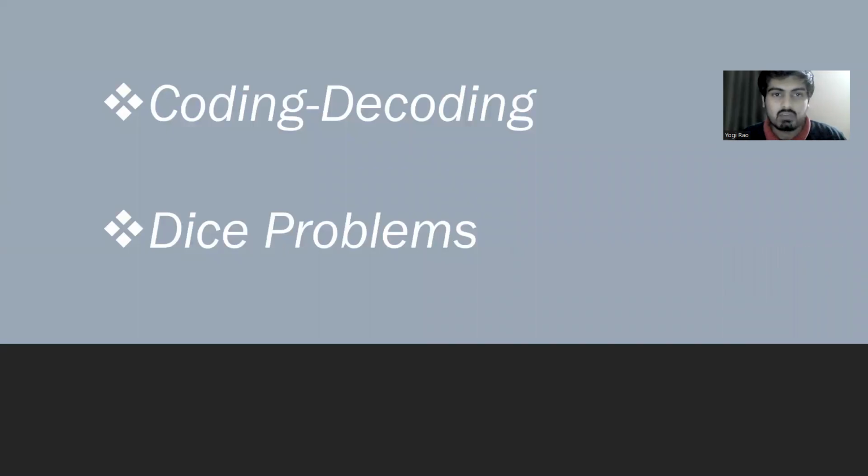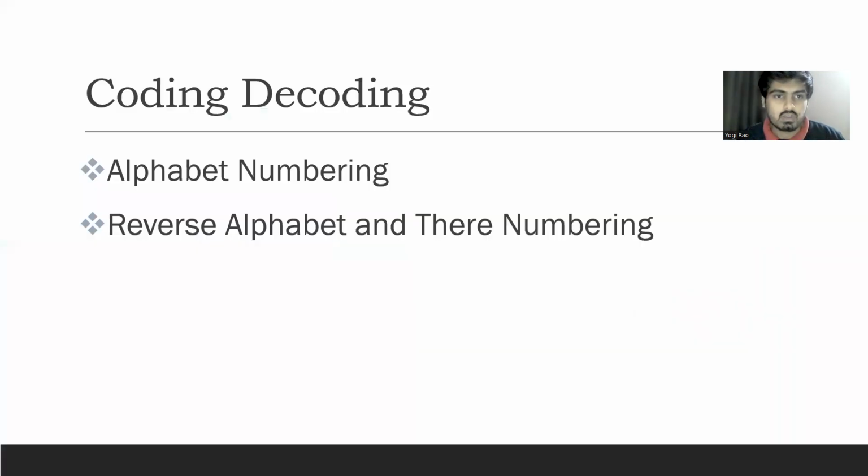The two topics that I have taken are coding decoding and dice problems. Coding decoding has two subtopics: alphabet numbering, and reverse alphabet and their numbering. These two topics are the base of reasoning, so we must do them properly.